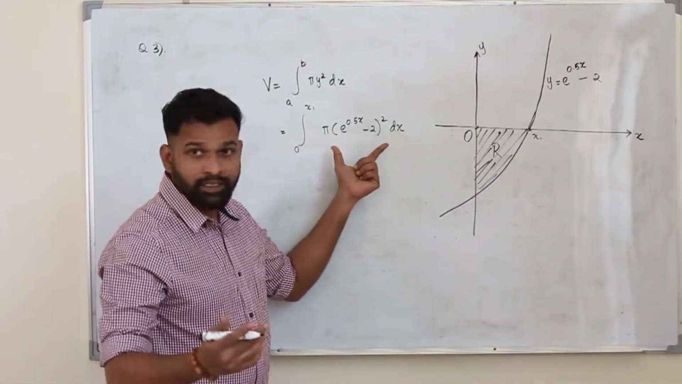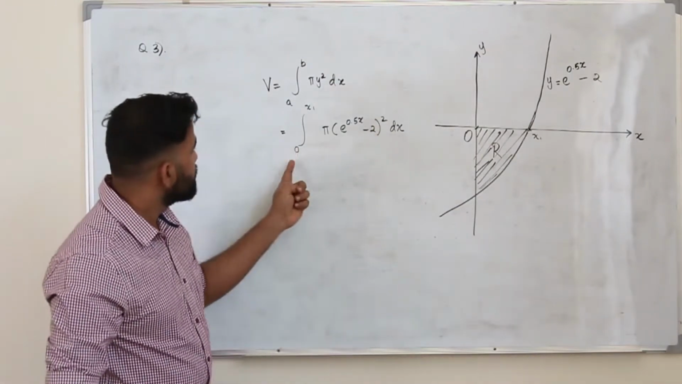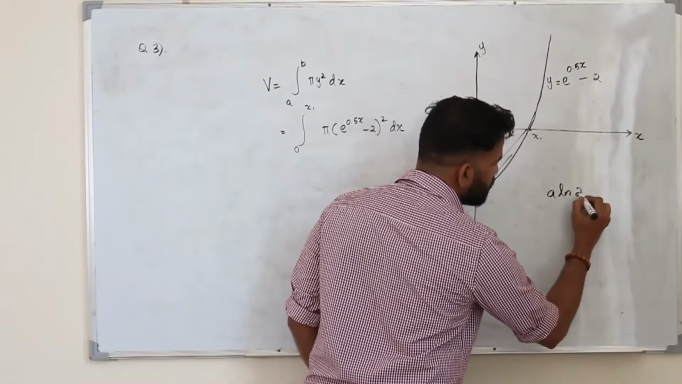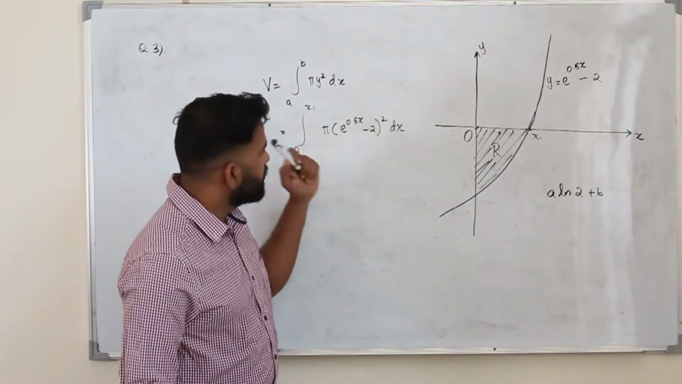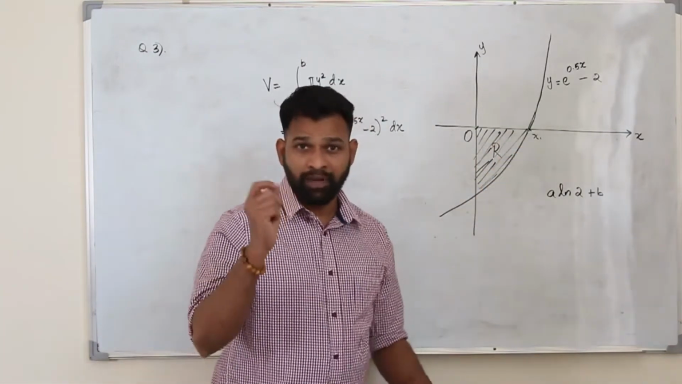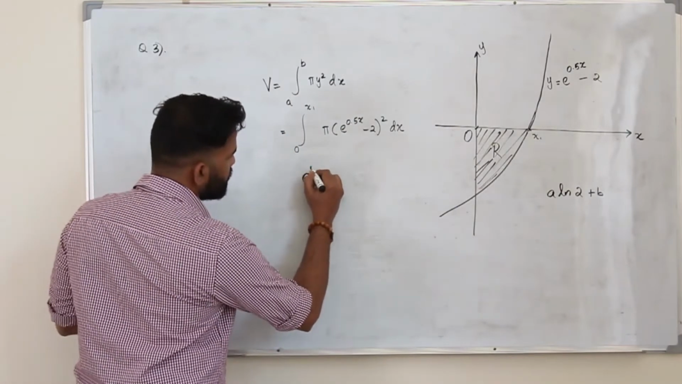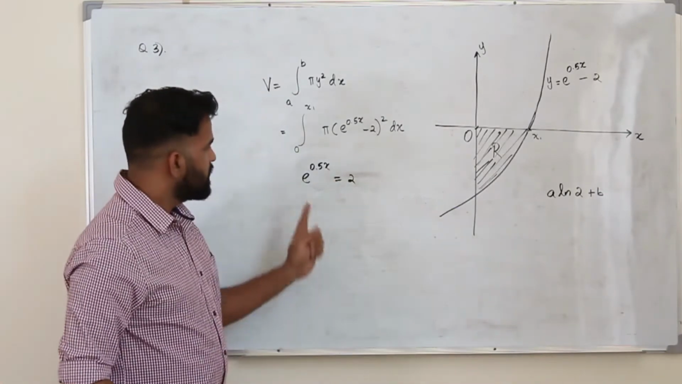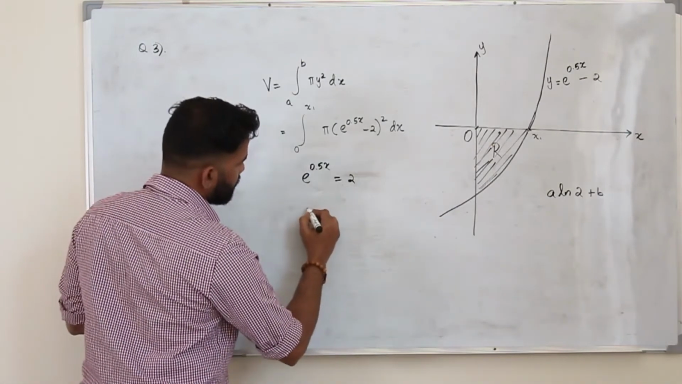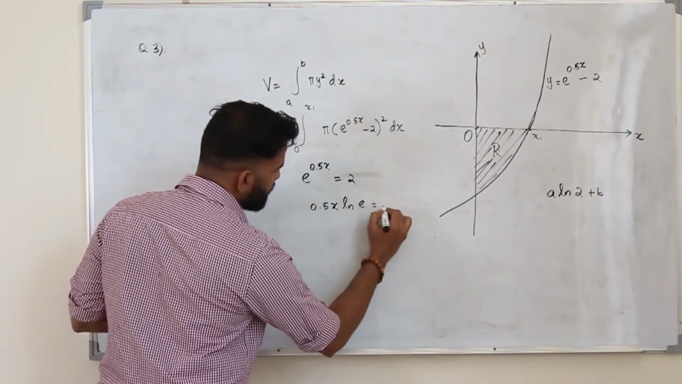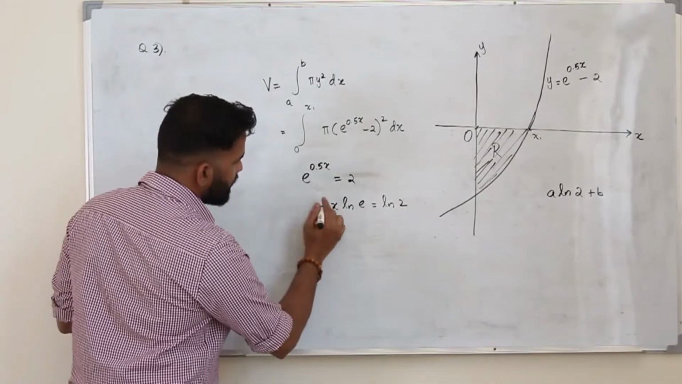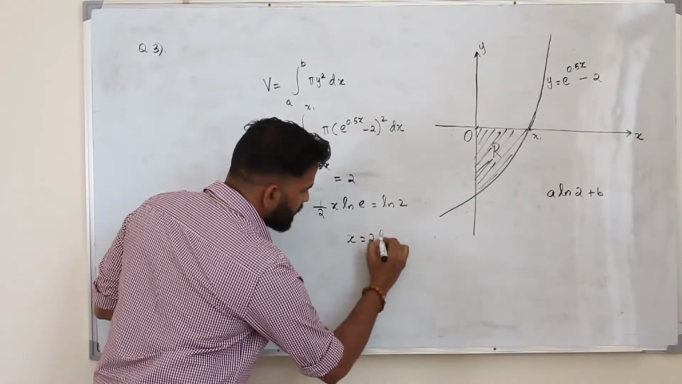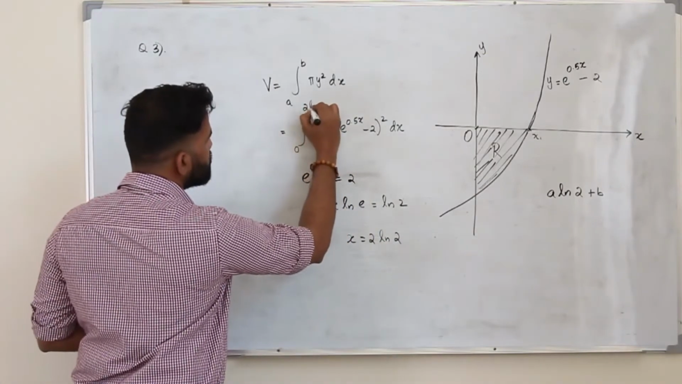Expand this using the algebraic identity a minus b whole squared and integrate it. Substitute the limits and they want you to write the answer in the form A natural logarithm of 2 plus b. So how do we find the upper limit? The curve crosses the x-axis here, so replace y by 0. So when you replace y by 0, e to the power 0.5x minus 2 is 0. Bring this 2 here, so e to the power 0.5x equals 2. Take natural logarithm on both sides. So you'll have 0.5x natural logarithm of e is natural logarithm of 2. 0.5 you can write as 1 by 2. Natural logarithm of e is 1. Bring the 2 here. So x equals 2 natural logarithm of 2. That's our upper limit, 2 natural logarithm of 2.